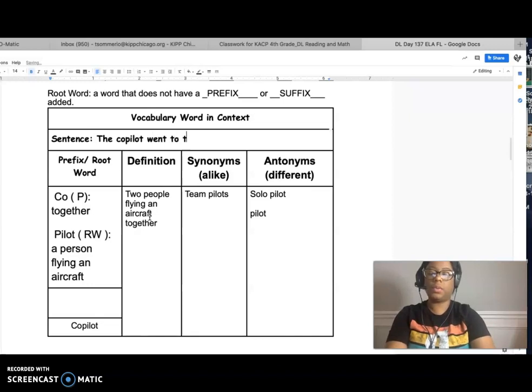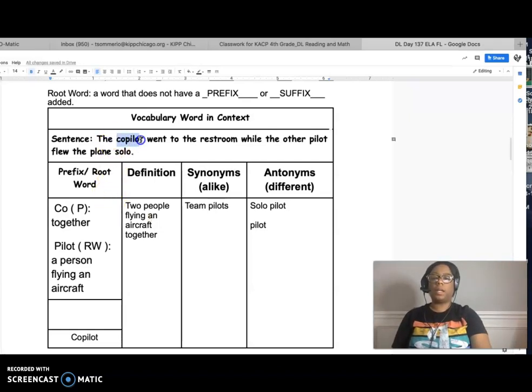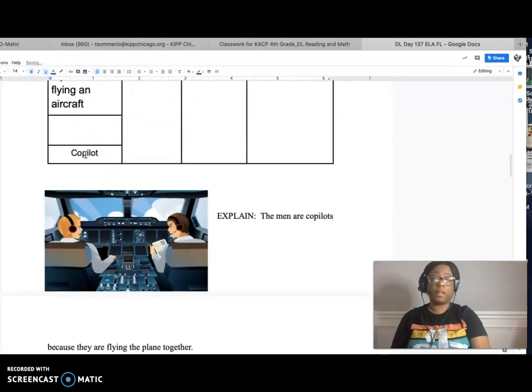went to the restroom while the other pilot flew the plane. Solo. All right. Got to make sure we underline co-pilot. That means to fly together as a team. We're going to underline that, and now we can finally move on.